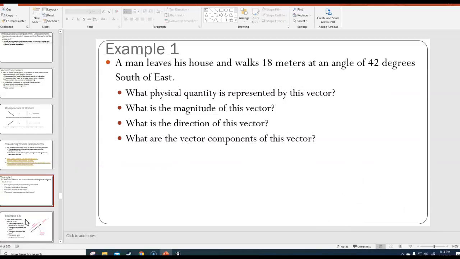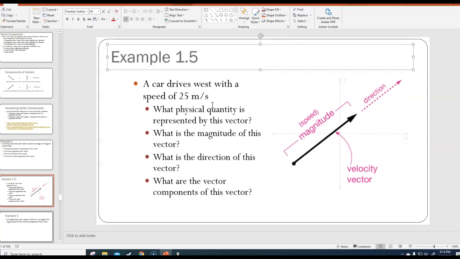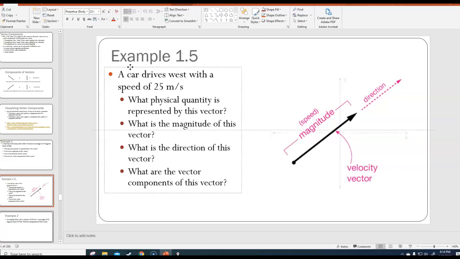Okay. A couple more quick examples. Example 1.5 says a car drives west with a speed of 25 meters per second. What physical quantity is represented by this vector? Well, this is velocity. Now you might be saying, wait, speed is a scalar, not a vector. And you'd be right. But notice it says it drives west with a speed of 25 meters per second. So here the magnitude is the speed of 25 meters per second, and the direction is west. That makes that a vector.